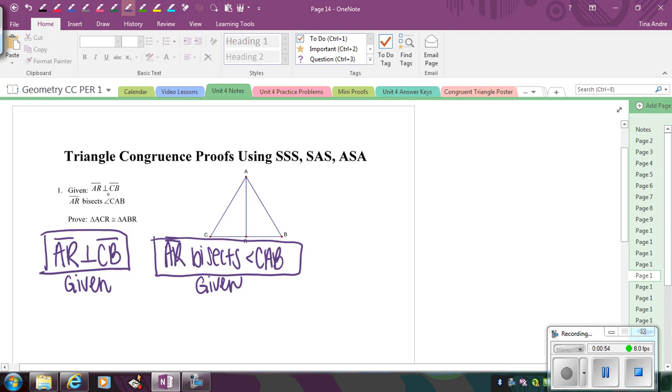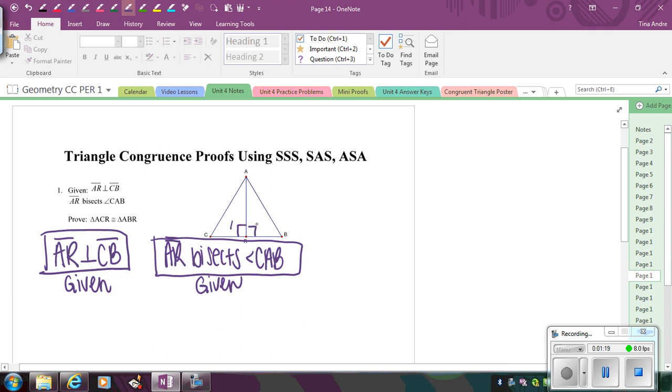So I have AR is perpendicular to CB. What you could do is look in your little bag of reasons and look for, okay, if I have perpendicular lines, what conclusion can I make? That's going to be one of your blue statements. If I have perpendicular lines, that's going to imply right angles. So when I go to mark that in my picture, I'm going to go ahead and mark right angles.